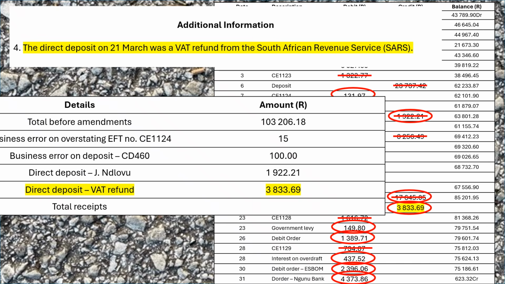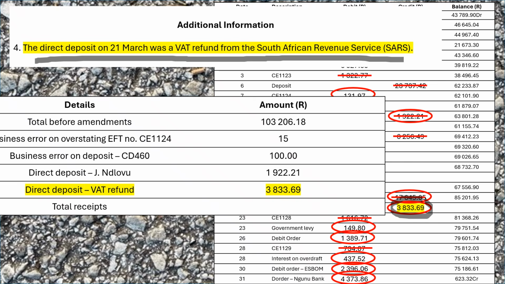Right, number 4. The direct deposit on the 21st of March was a VAT refund. There it is, 3833.69. We only became aware of this deposit when we received the bank statement. We put it into our receipts journal. There it is, 3833. Direct deposit, VAT refund, 3833. And once we're finished, we need to cross out that circle.